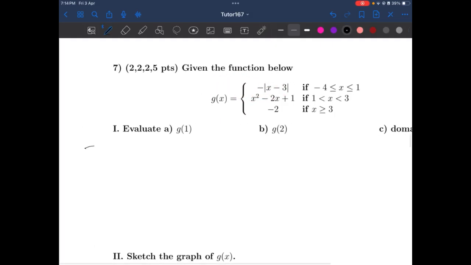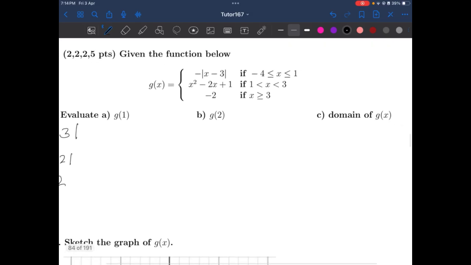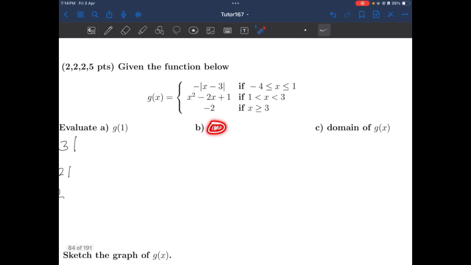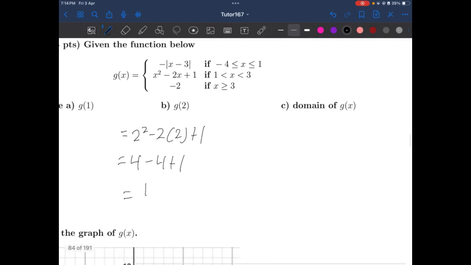All we have to do is substitute 1 into the equation. So that's negative 1 minus 3, which is equal to negative absolute value of negative 2, which is equal to negative 2. So the answer for that is negative 2. For 2, this is saying if x is less than 3 but greater than 1. So we could use this to substitute 2 in because 2 is less than 3 but greater than 1. So you have 2 squared minus 2 times 2 plus 1. So that's 4 minus 4 plus 1. That's just equal to 1.